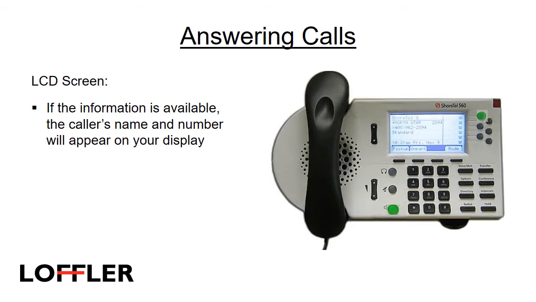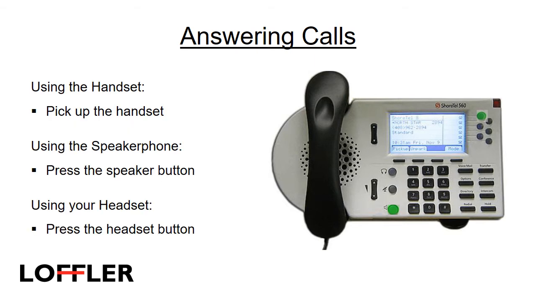If the information is available, a caller's name and number will appear on your display while your phone is ringing. To answer a call using your handset, pick up your handset. To answer a call using your speakerphone, press the speaker button. And to answer a call using your headset, press the headset button.